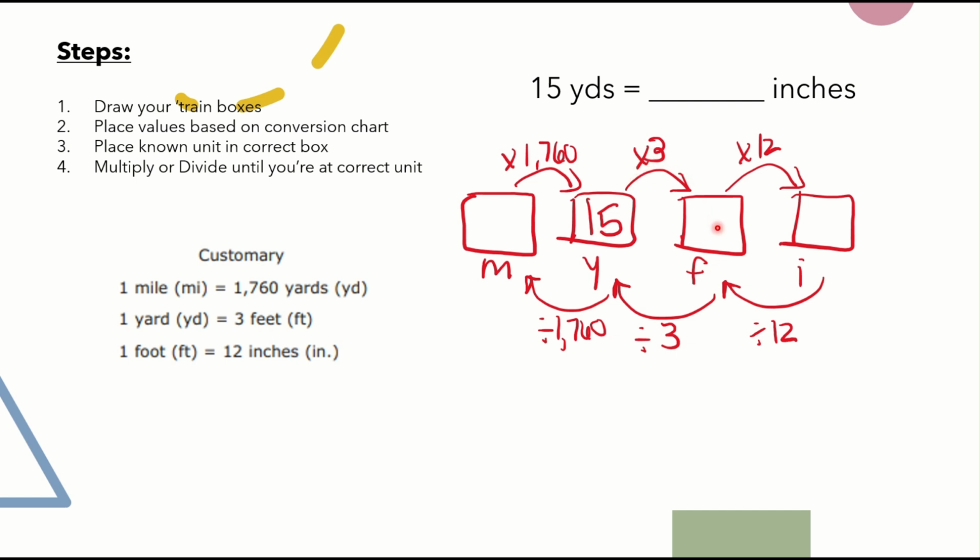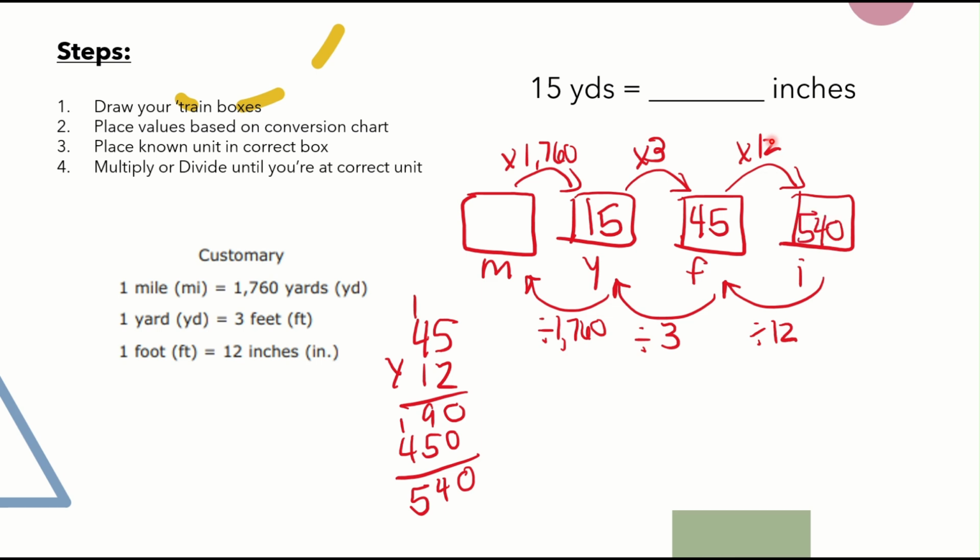And we're converting those yards to inches. So we're going from large to small, so I would multiply. 15 times 3, I get 45. And then 45 times 12, I get 540. So we know that 15 yards is equal to 540 inches.